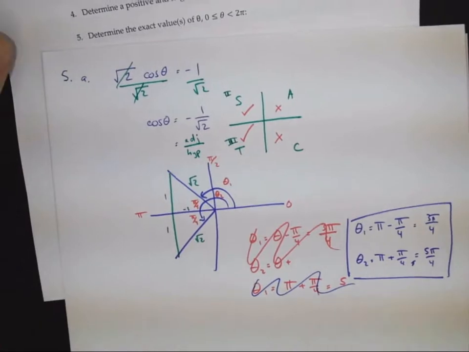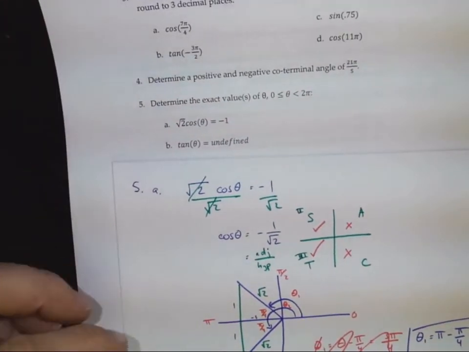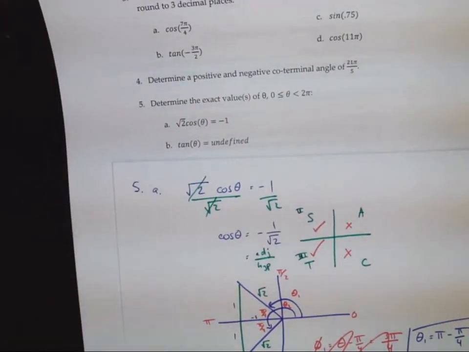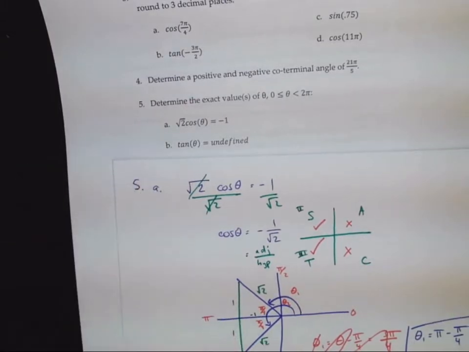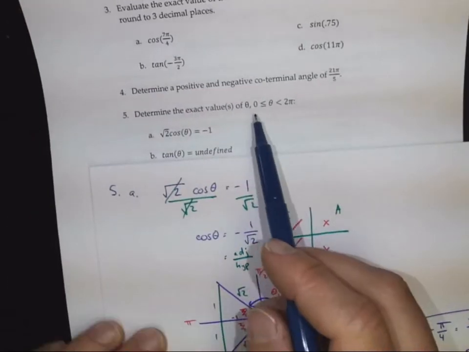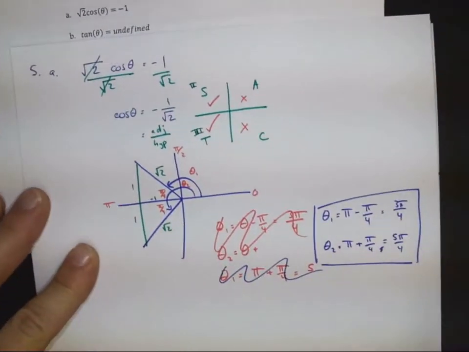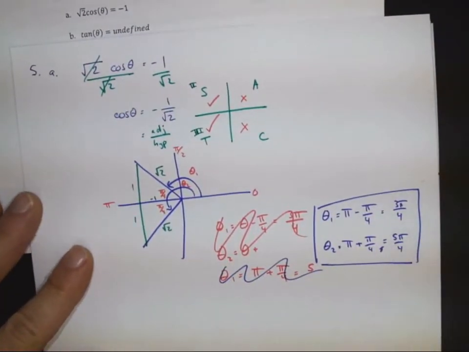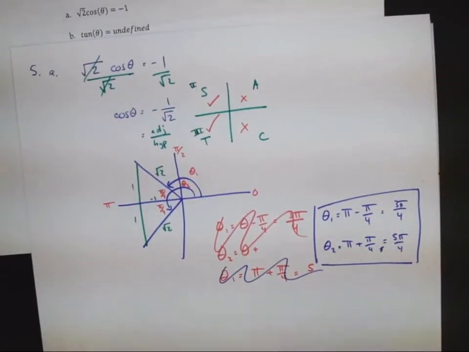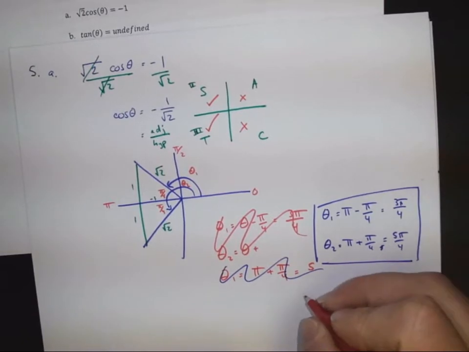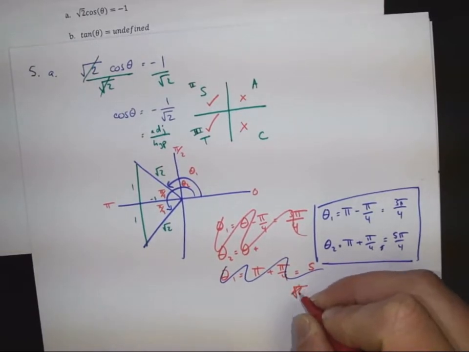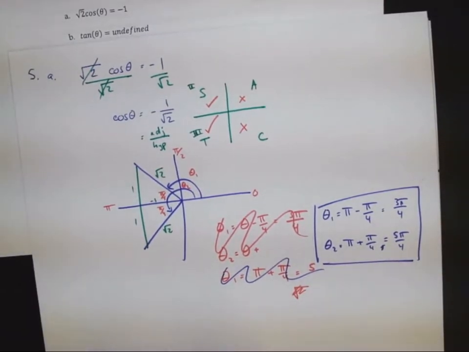All right. So, moving on to question B. Oh, and of course, because we are only looking for angles between 0 and 2 pi, those are only 2 solutions. And we can test those solutions, right? We can plug them back into the original question if we wanted to. And this is an important skill.